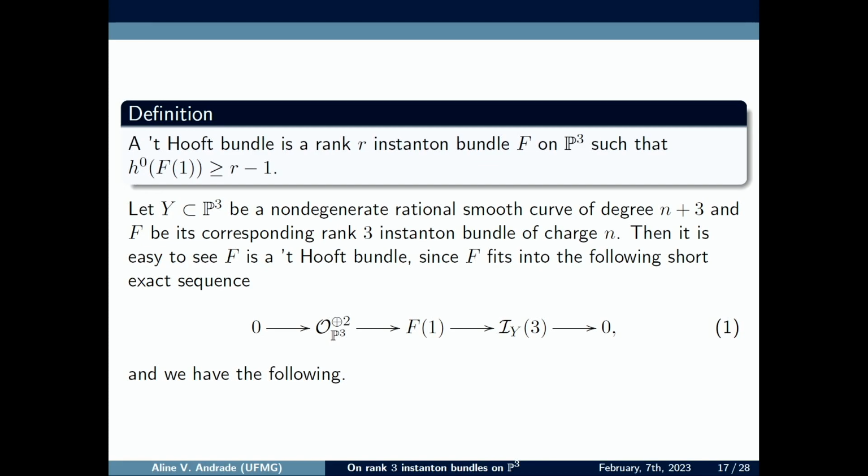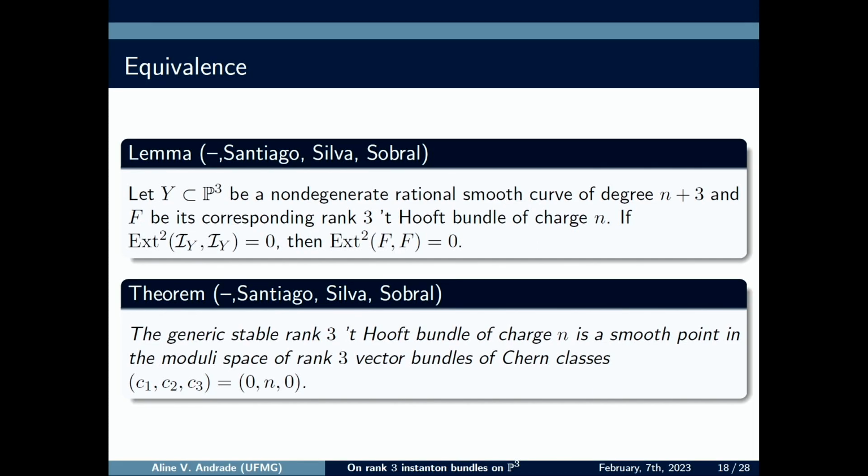So in order to do this one-to-one correspondence between instanton bundles and the curves on P3, we're going to talk a little bit about the tooth bundles. At the beginning it seems that we are not talking about all of these, but in fact, when we took a rational smooth curve on P3 of degree n plus 3, and we have the bundle corresponding to it by the Hartshorne correspondence, it is easy to see that this is not just an instanton bundle as we showed, but is in fact a tooth bundle. So we are going to be able to do this correspondence properly, okay? And this is also a technical condition that we're going to use in a minute.